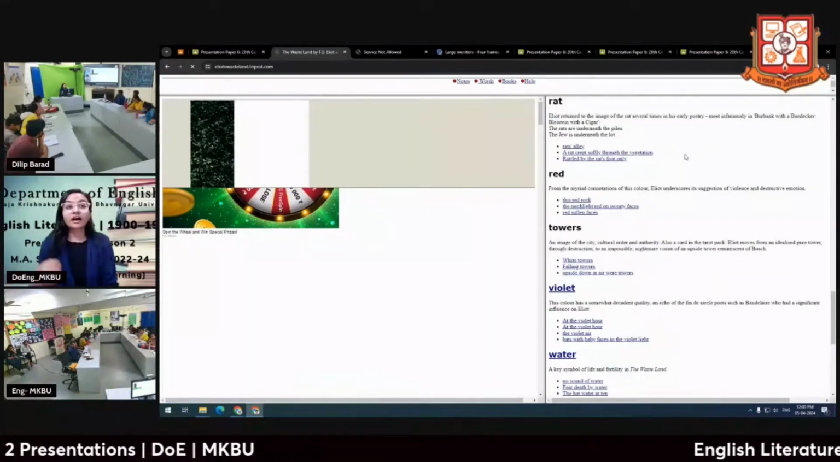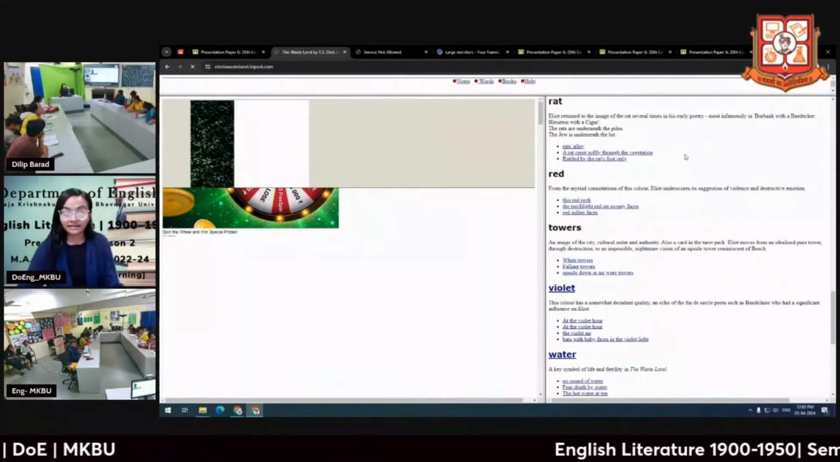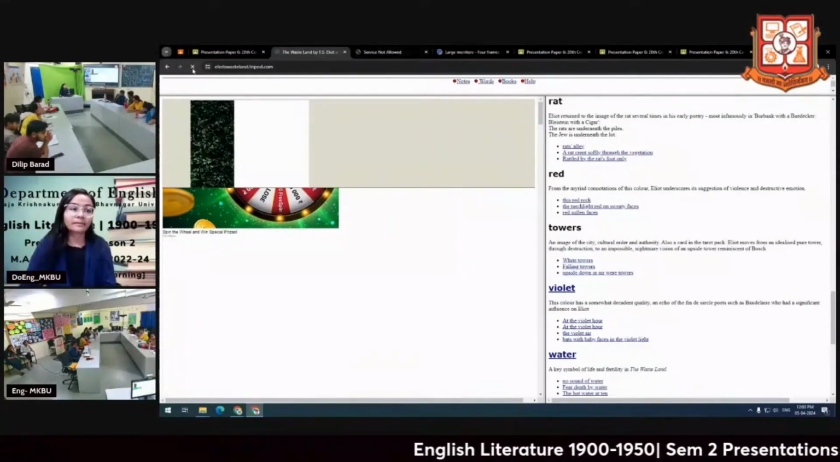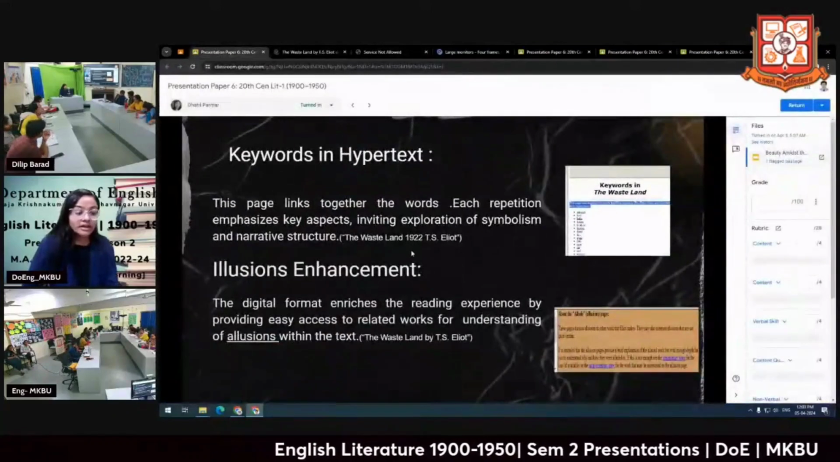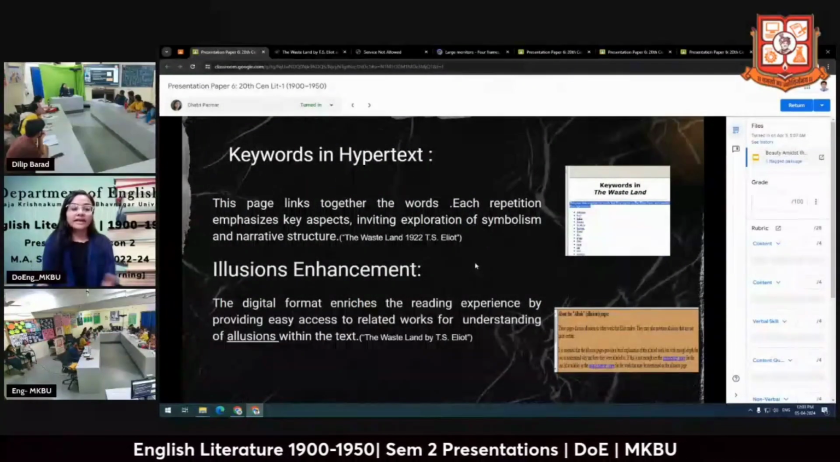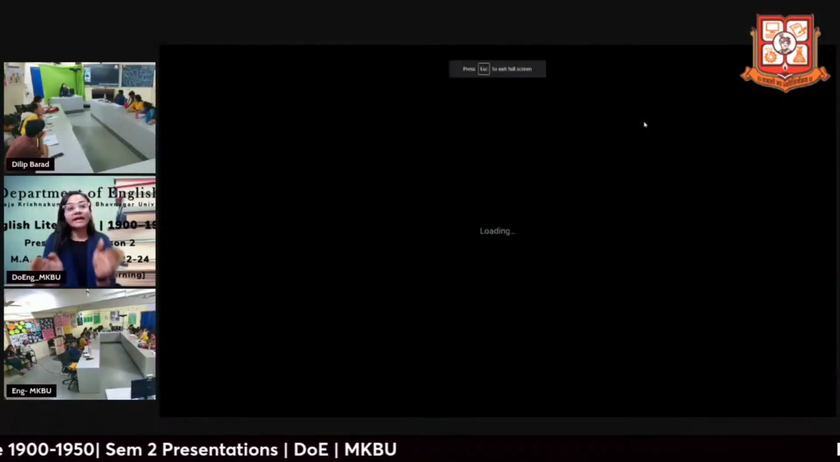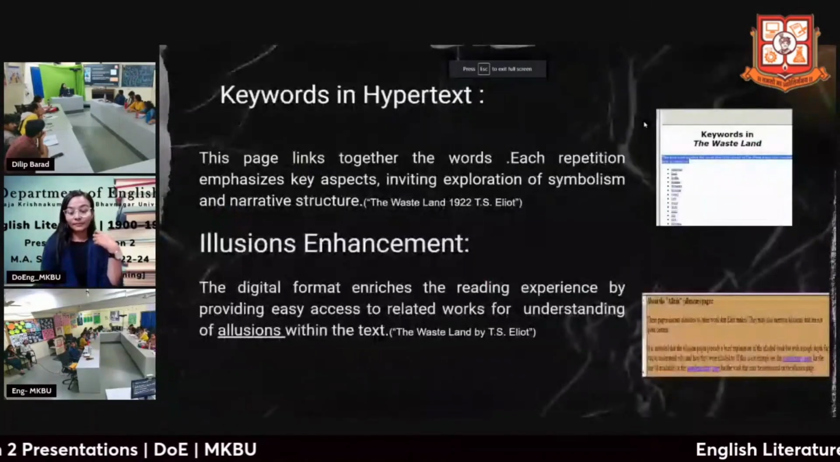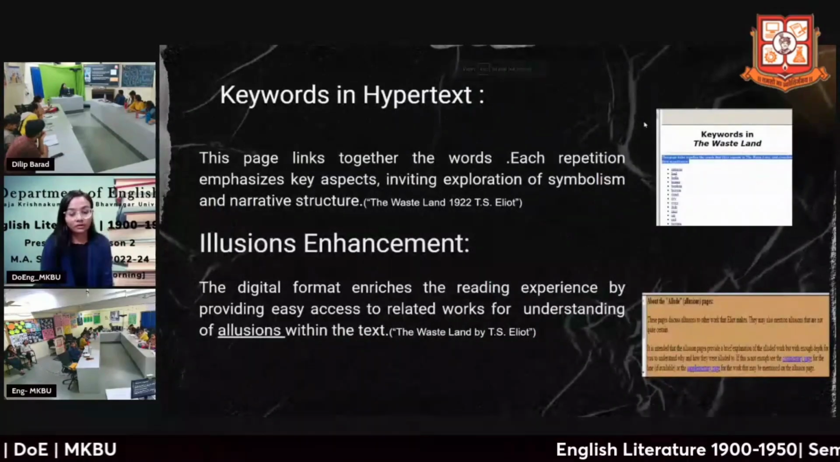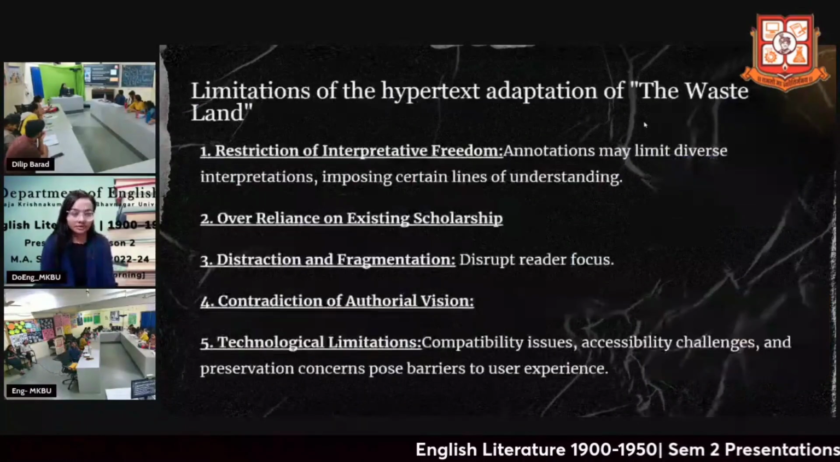So it is quite an advantage of this adaptation of the digital Wasteland. Another is the allusions enhancement, so readers get all the allusions on one platform. It makes the poem accessible for everyone and easier to understand.